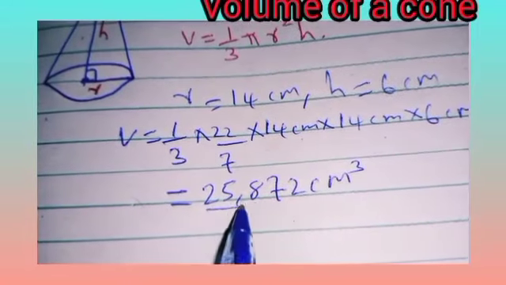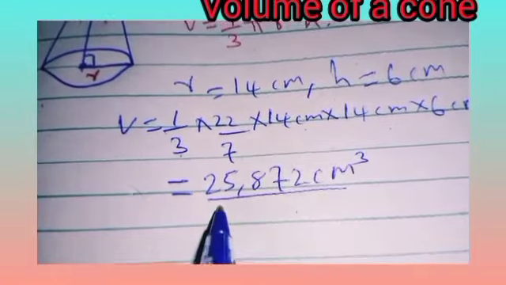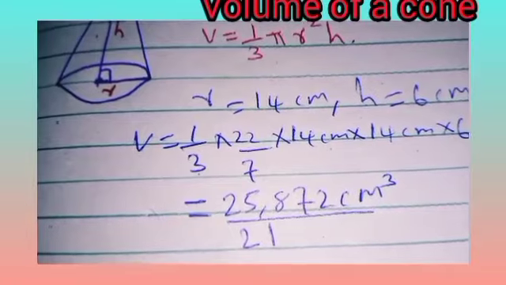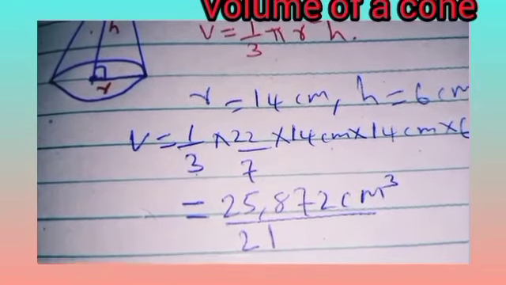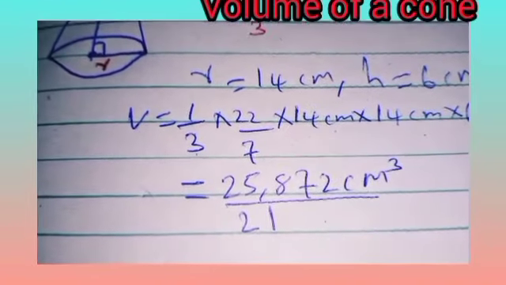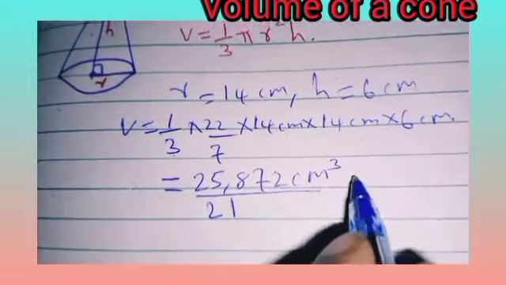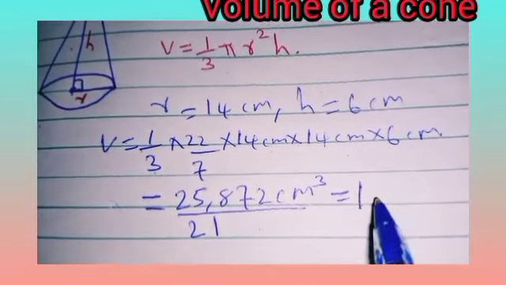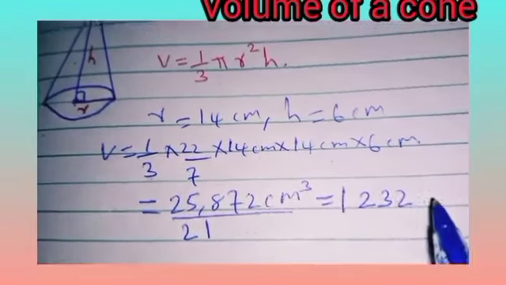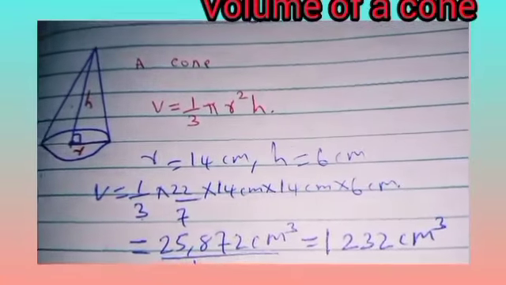This one divided by 3 times 7 is 21. So you can leave your answer as a fraction, or you simplify it by dividing with 21. Again, you can make use of your calculator, and it will give you 1,232 cubic centimeter. So that is the volume of this cone.